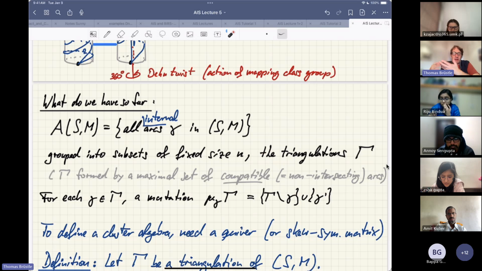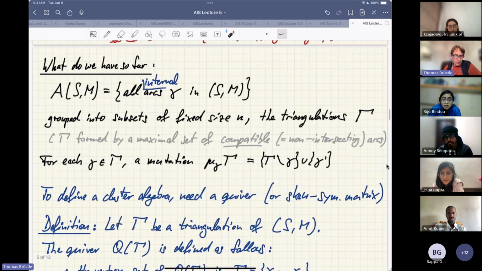So that looks very much like cluster algebra combinatorics, but in order to define a cluster algebra, we need a quiver. A cluster algebra by the very definition is given by the datum of a quiver or of a skew symmetric matrix, if you wish. We need that datum to start the definition of a cluster algebra. So we need to give ourselves a quiver, okay? So how can we do that?